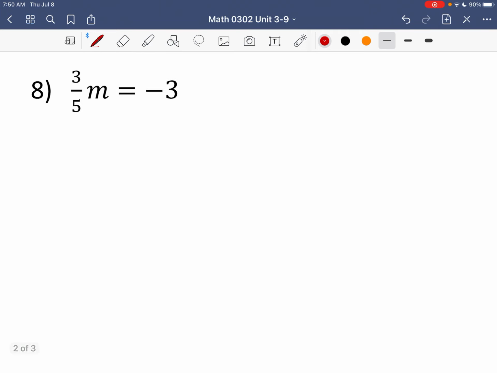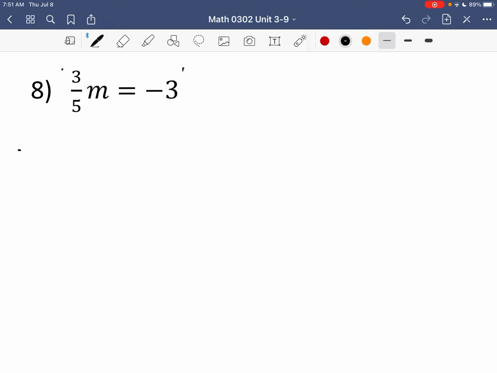Okay, here we go, something that's a little bit more complicated. The equation is 3/5 m is equal to minus 3. Even though we have a fraction here, the fraction multiplied by the variable, in order to solve the equation, this means we need to do the opposite operation of multiplication. That's going to be division.